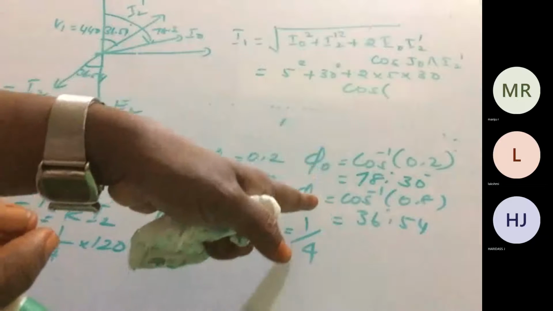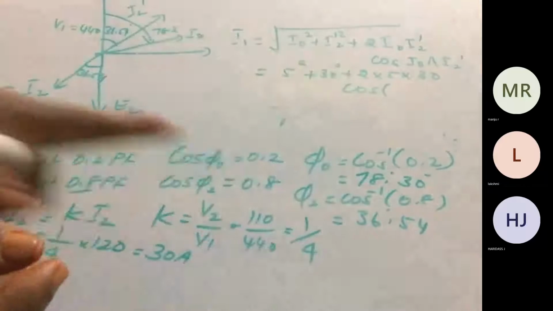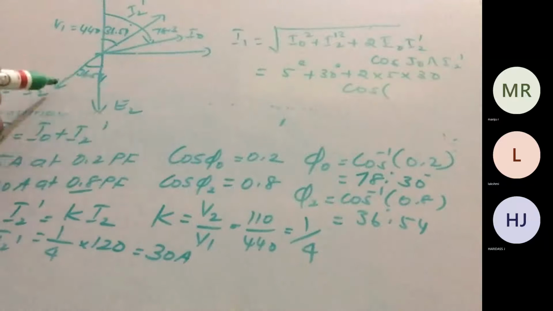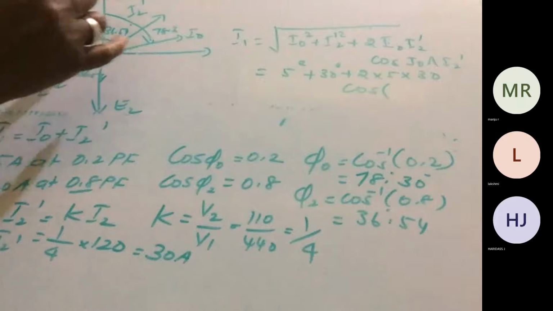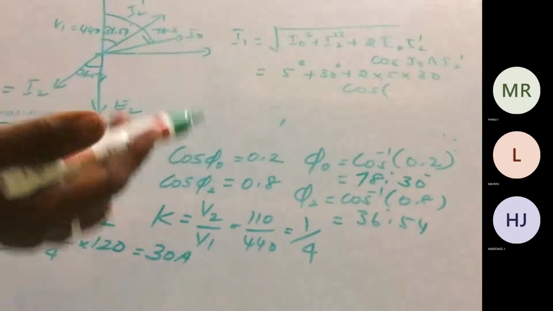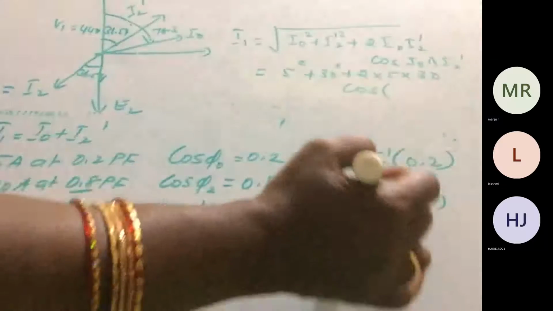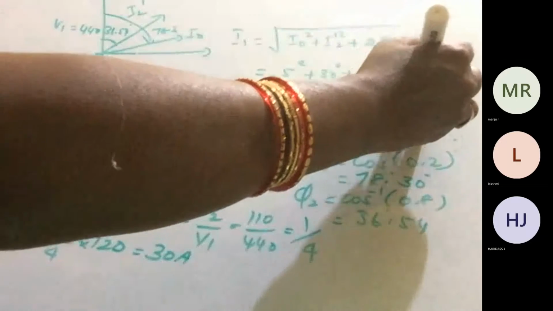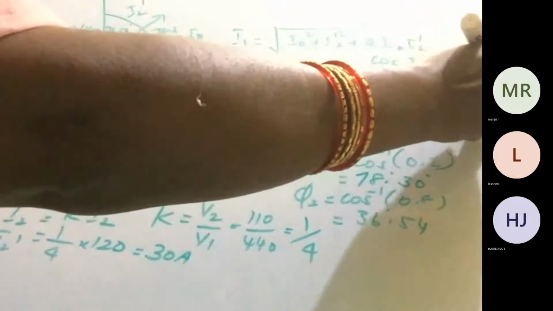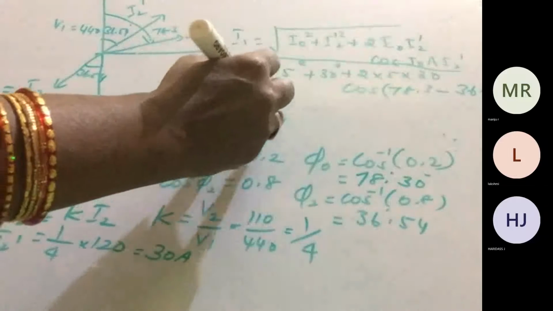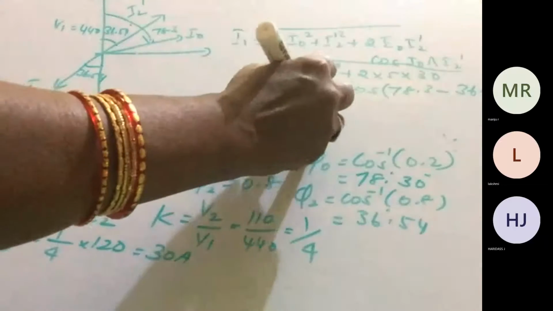So what is the angle between I naught and I2 dash? We have to take phi 2, the same angle we have extended. The angle of I2 is the same as I2 dash, the angle does not change. So the difference is phi naught minus phi 2 dash: 78.3 minus 36.54. Okay? If you take this, you can get 34.45.